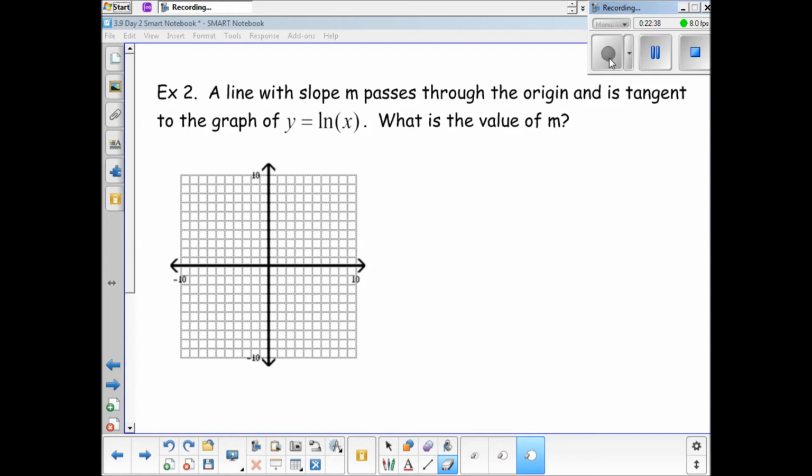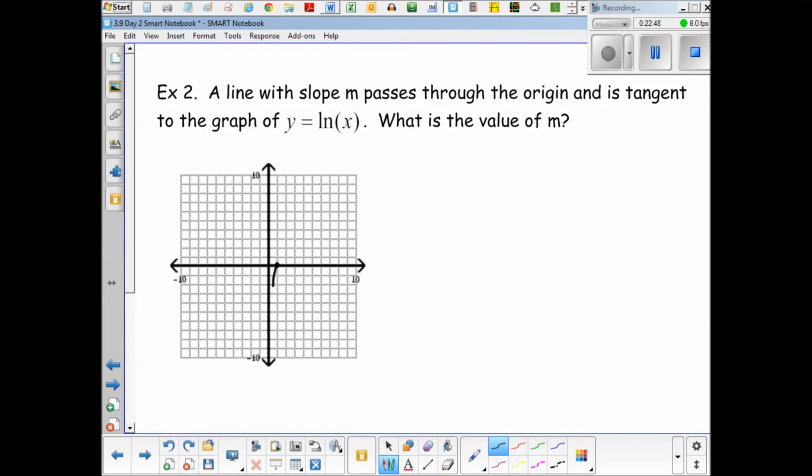Okay, so here I have it. I'm going to be graphing e to the x. I'm sorry, the natural log of x. Natural log of x actually passes through (1, 0), and it also passes through (e, 1). e is between 2 and 3, a little closer to 3, actually. So it looks something like this.